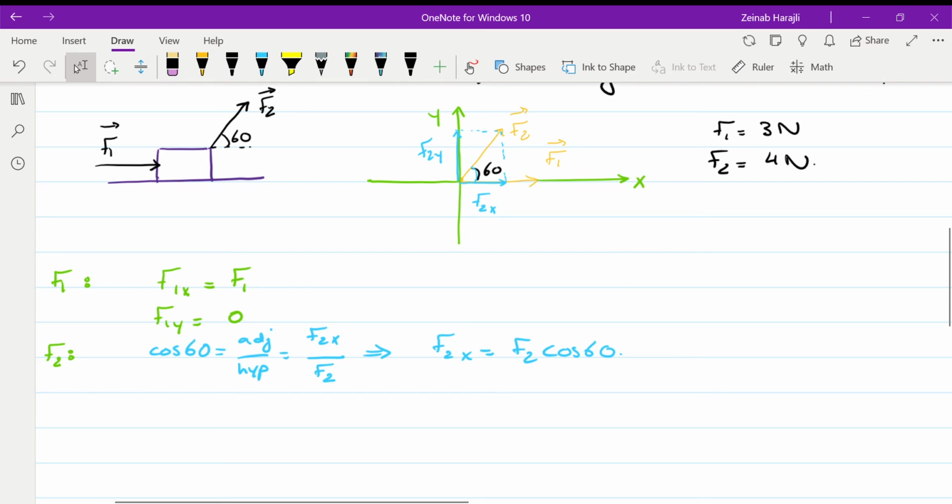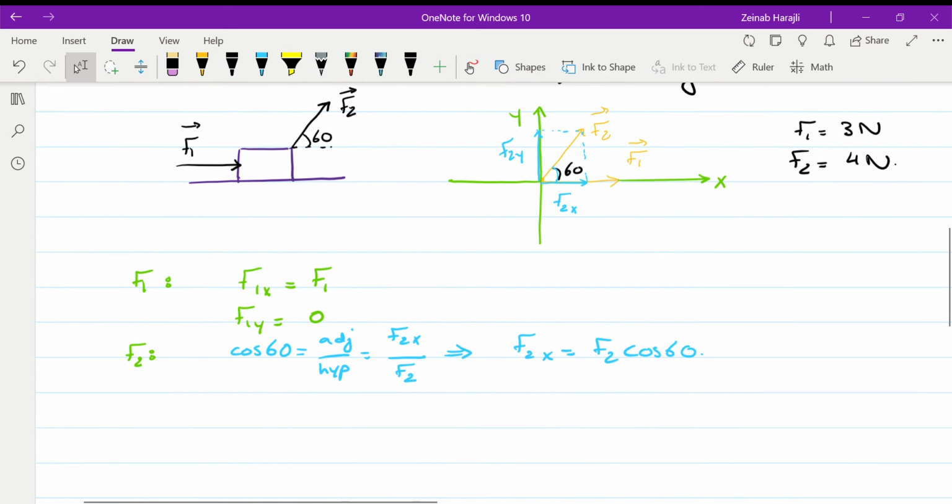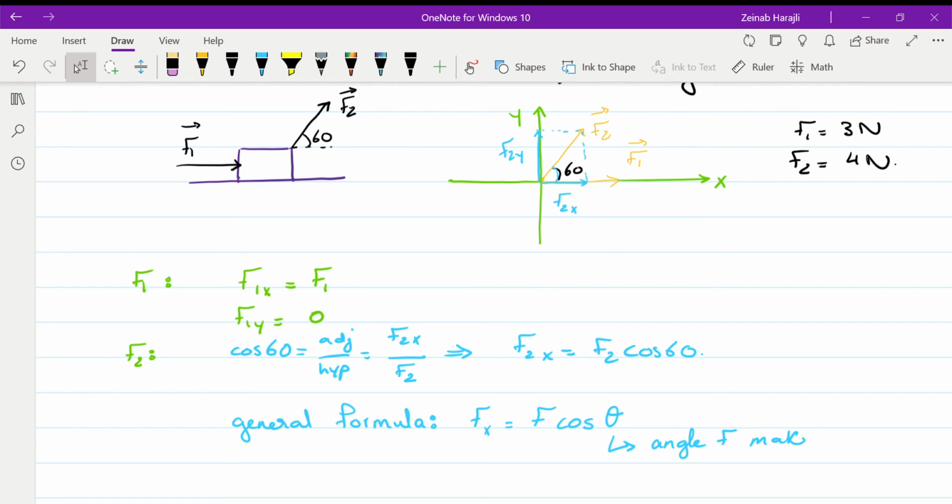And we can write a general expression here actually. The x component is equal to the force times cosine the angle it makes with the horizontal. So for a general expression, Fx is always equal to the force itself times cosine theta, with theta being the angle F makes with the horizontal.